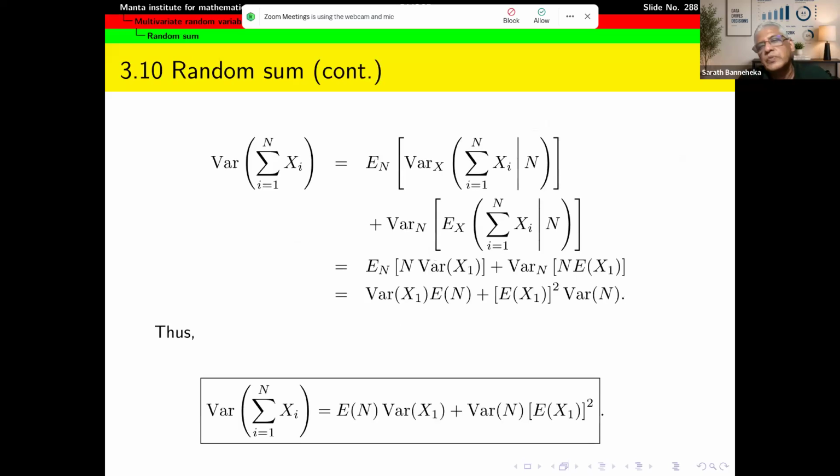So let's look at the variance also. Variance of the sum of Xi for i from 1 to capital N.